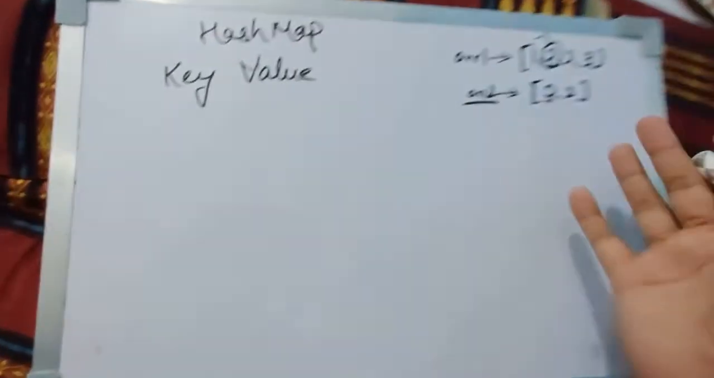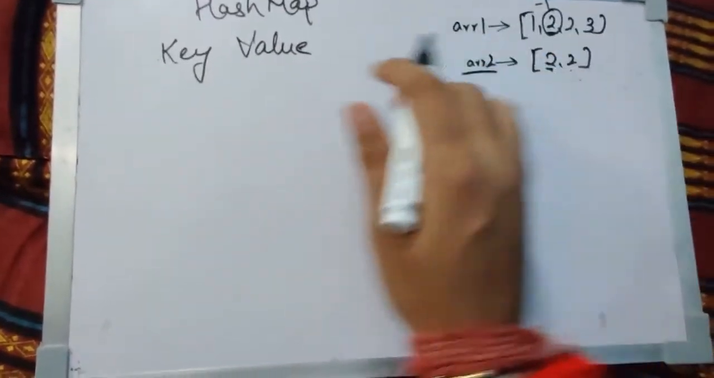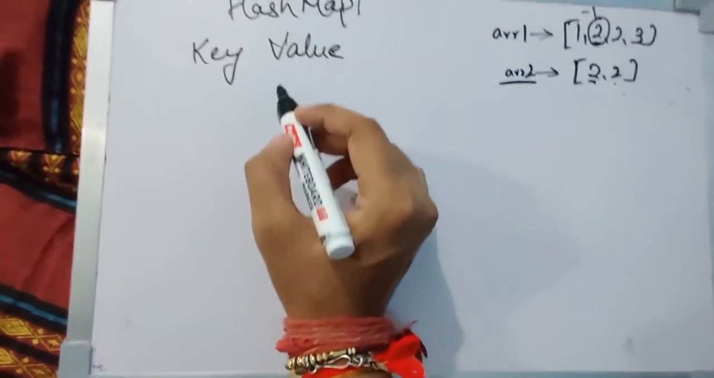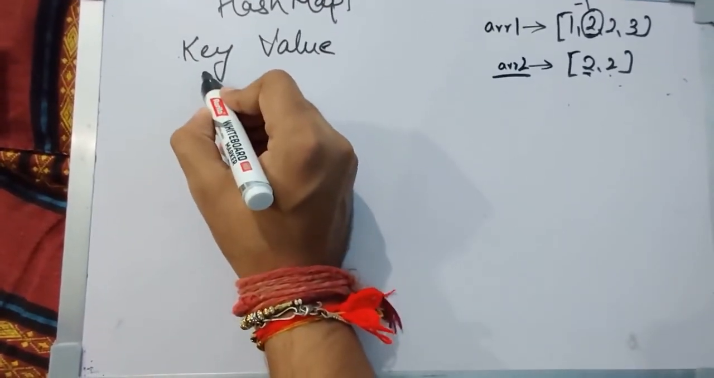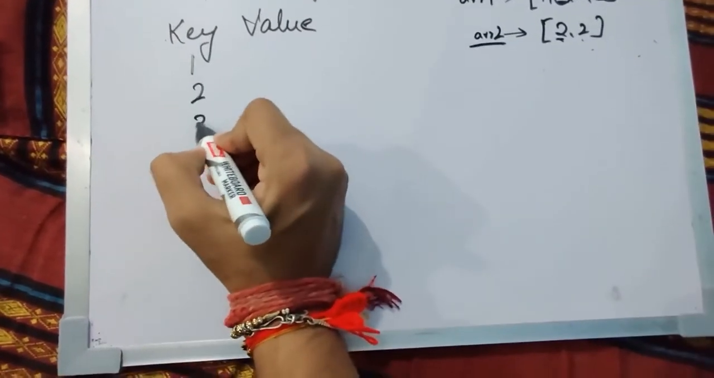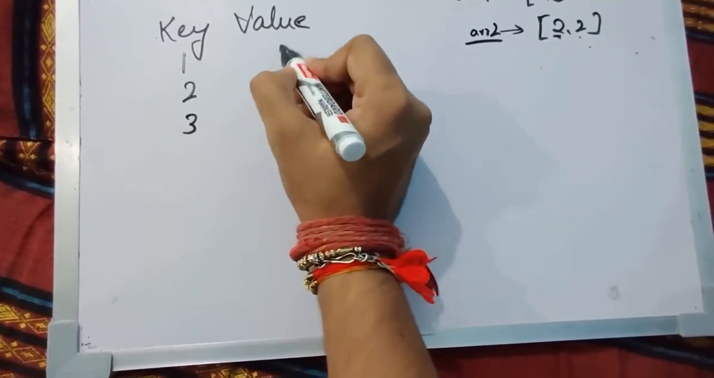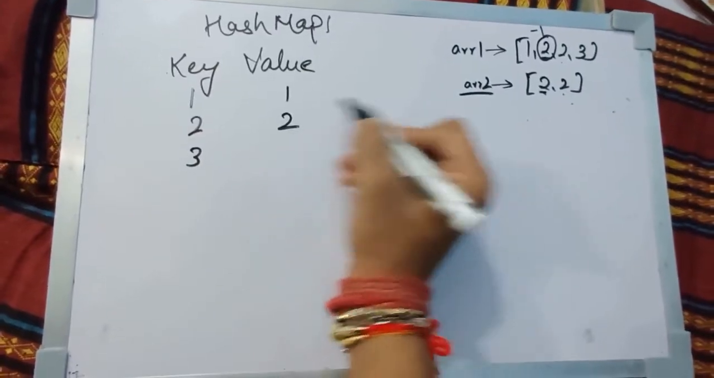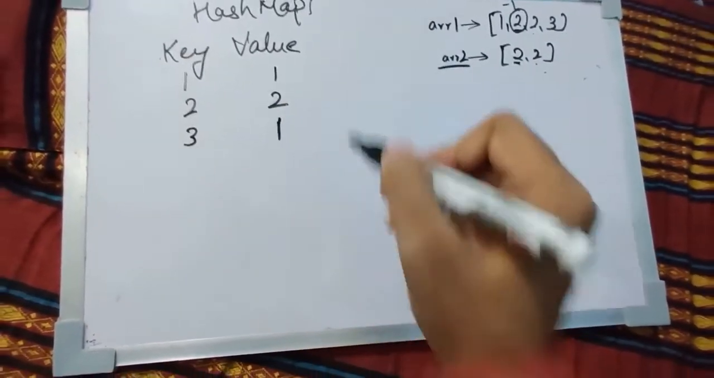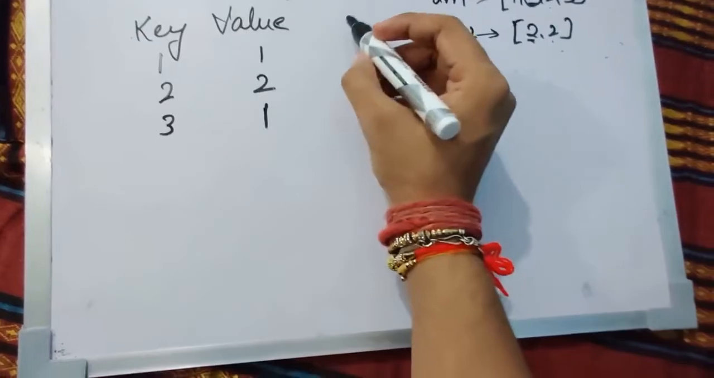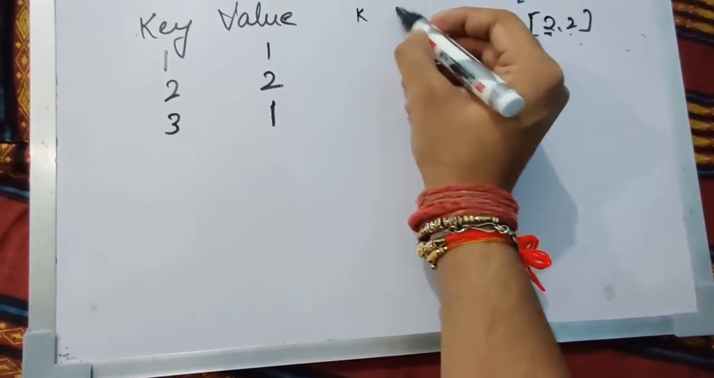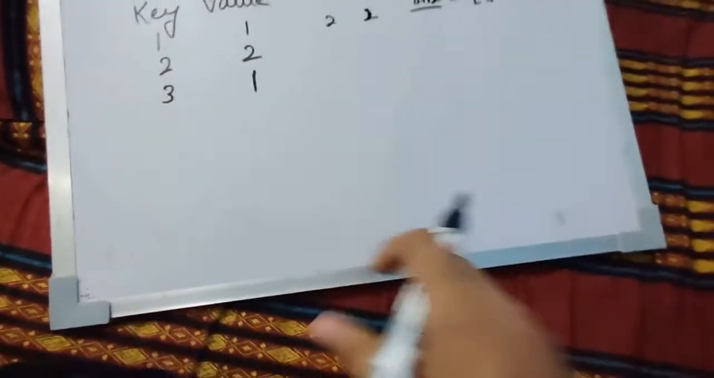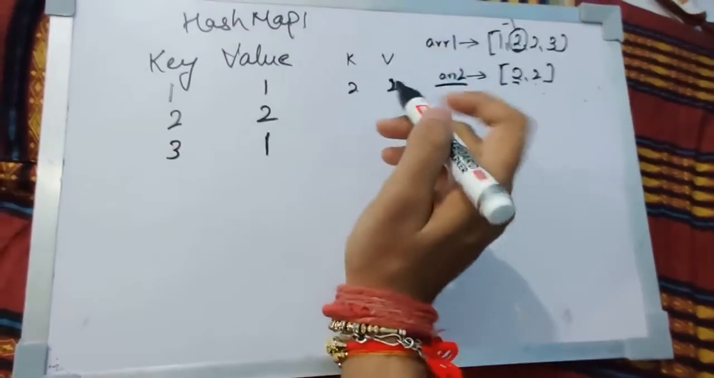So how should we achieve it using a hash map? Let's say I'm having two hash maps for two arrays. In my first hash map I will have data like this: 1, 2, 3, and the count will be 1. 2 is coming twice, so that's why the count will be 2. 3 is coming once, and the same will go for hash map 2. So in the key-value pair you will have 2 and 2.